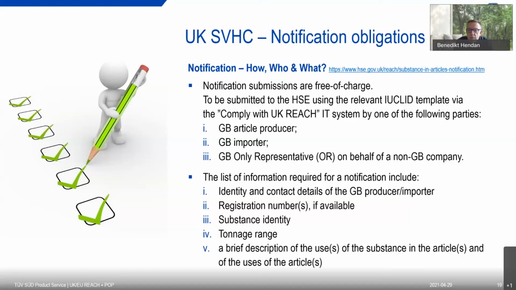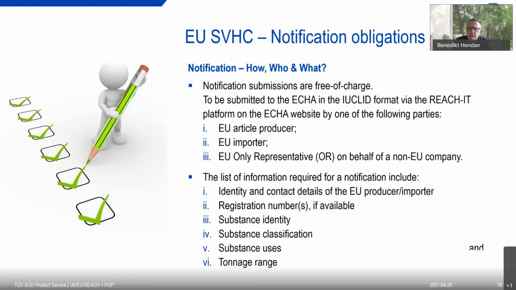And the list of information requires a notification of the identity and the contact details of the producer or importer, a registration number if it is available, the substance identity, the tonnage range, and a brief description of the use of the substances in the articles and the use of the articles. This is quite similar for the EU, but here you have to inform ECHA via the REACH IT platform.